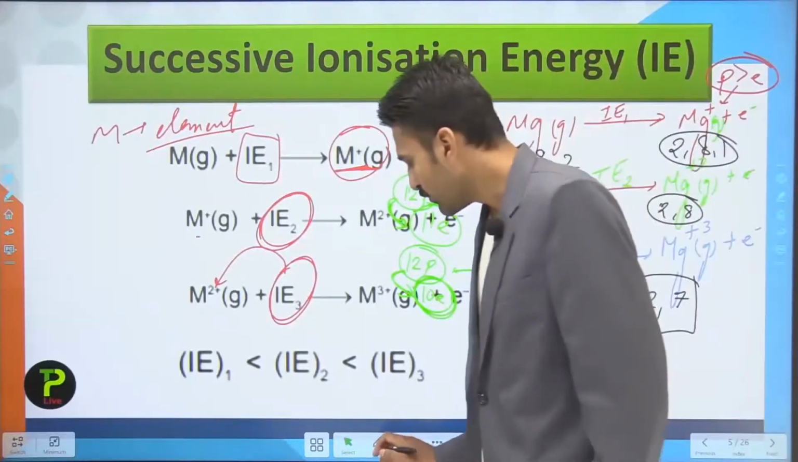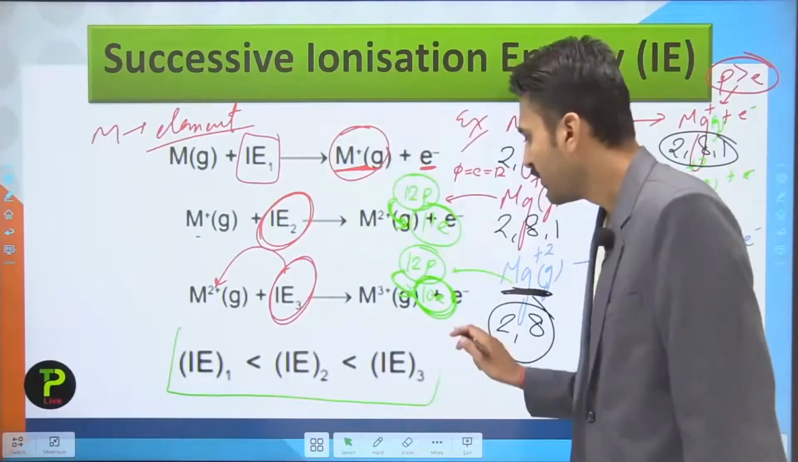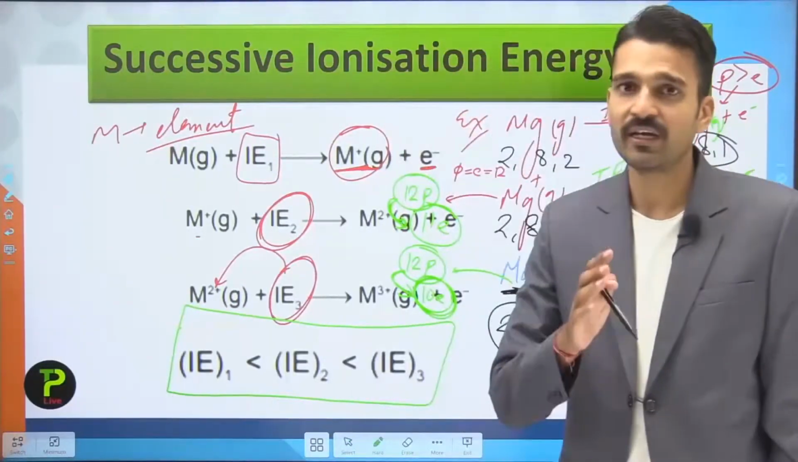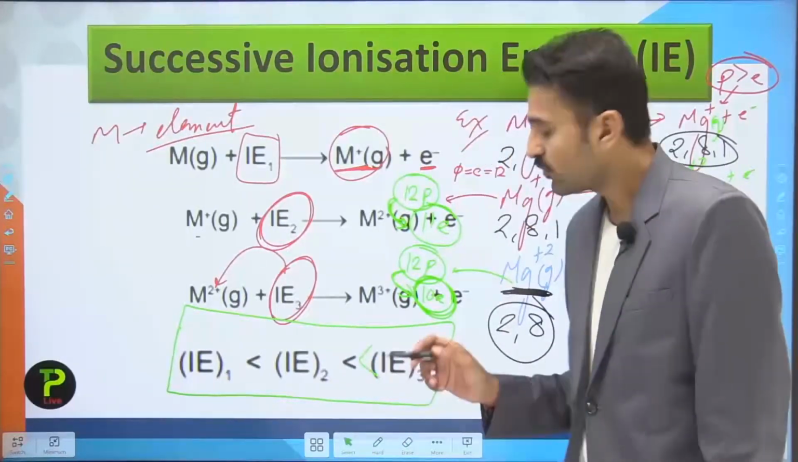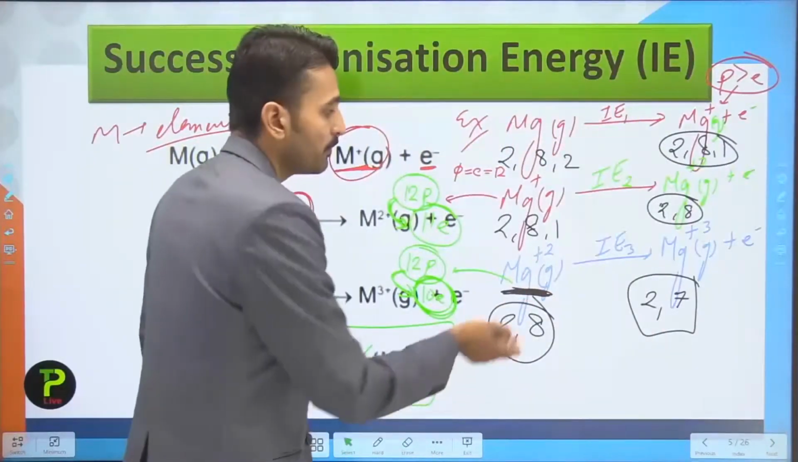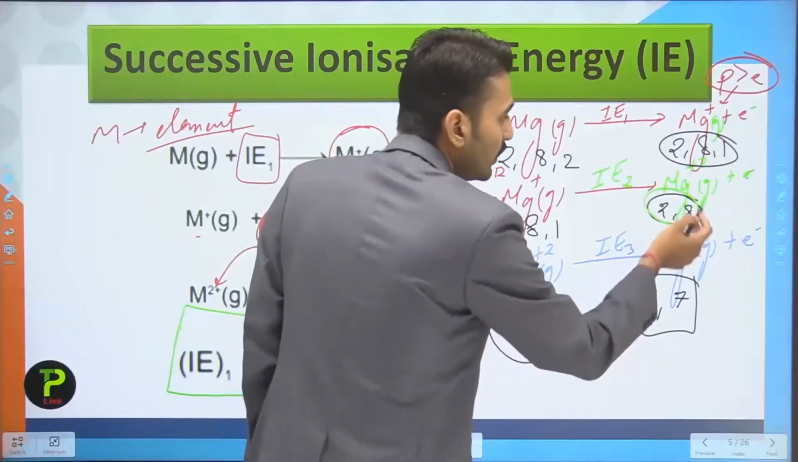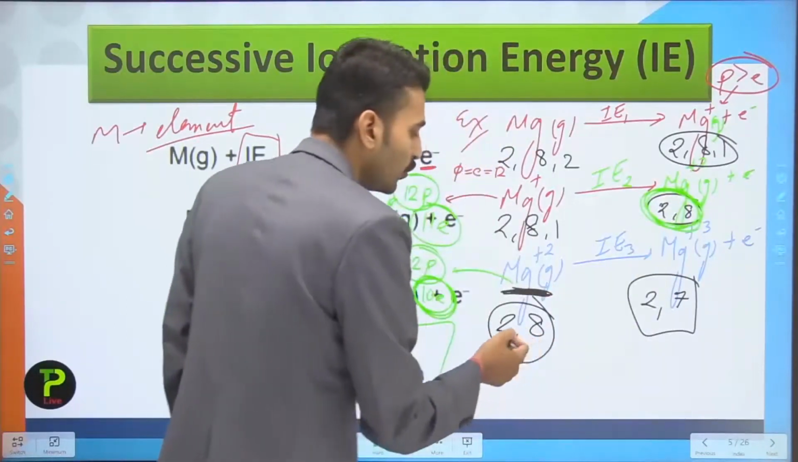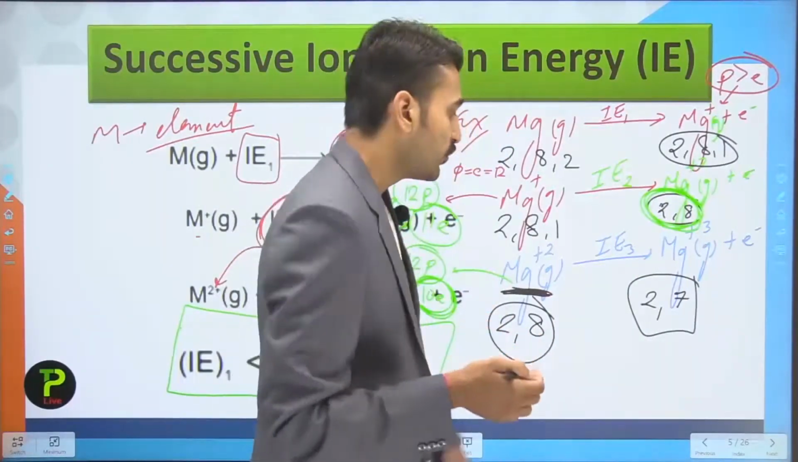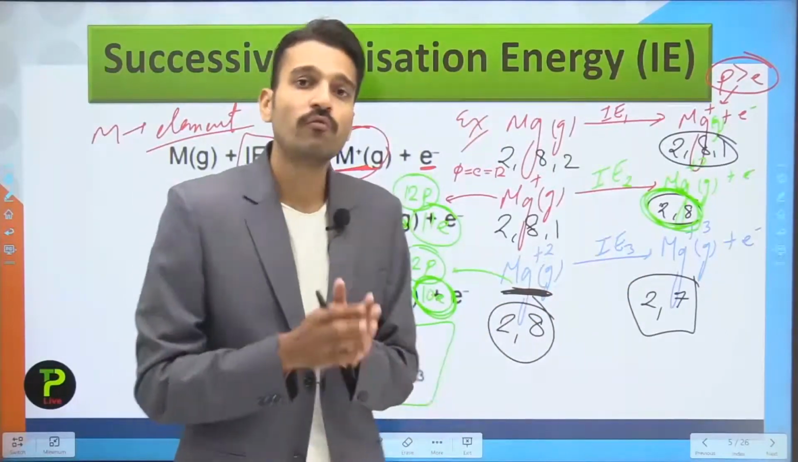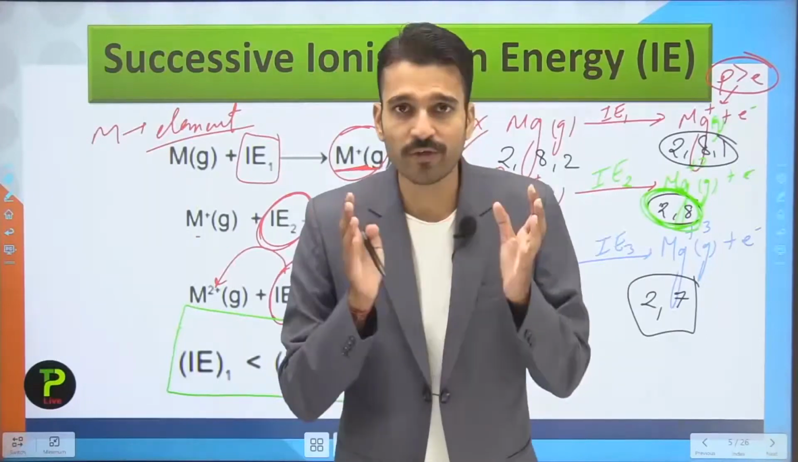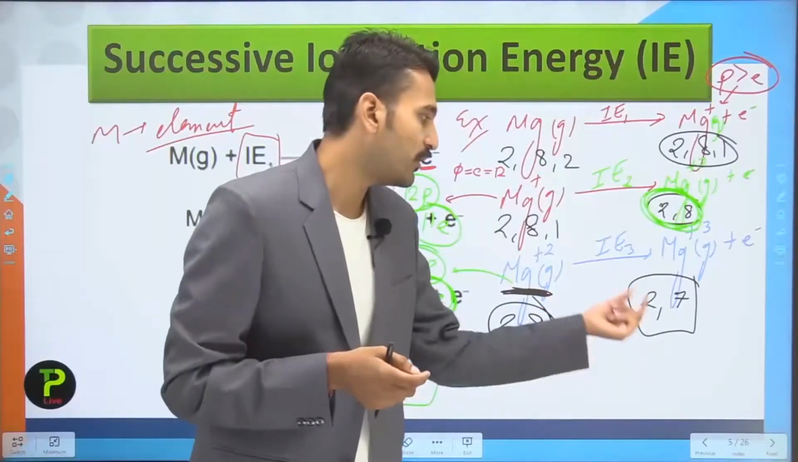So here you get this particular trend, that is the successive ionization energies are always greater. Here you can also see that if a particular atom attains the stable noble gas configuration, that is 2, 8 for Mg2+, then if we want to remove one extra electron from this Mg2+, we would require a huge amount of energy to do that kind of work.